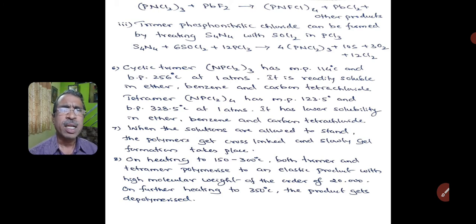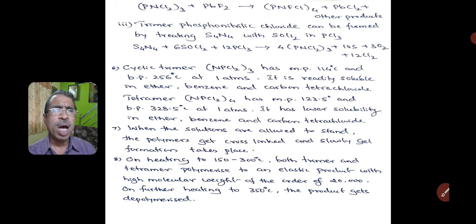The cyclic trimer, (NPCl2)3, has a melting point of 114 degrees centigrade and a boiling point of 256 degrees centigrade at 1 atmospheric pressure. It is readily soluble in ether, benzene and carbon tetrachloride. The tetramer, (NPCl2)4, has a melting point of 123.5 degrees centigrade and a boiling point of 328.5 degrees centigrade at 1 atmospheric pressure. It has lower solubility in ether, benzene and carbon tetrachloride.